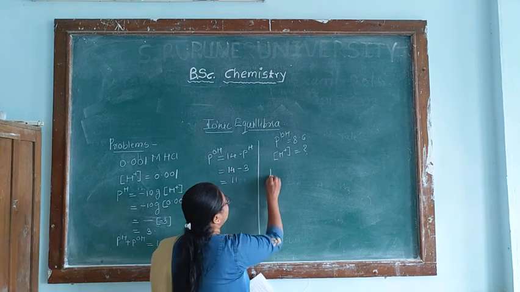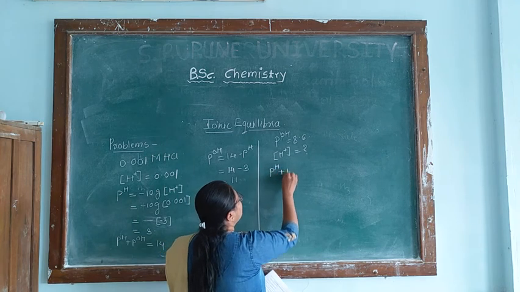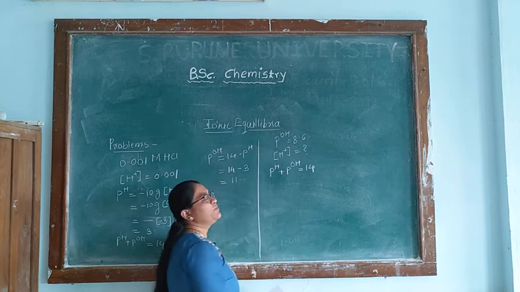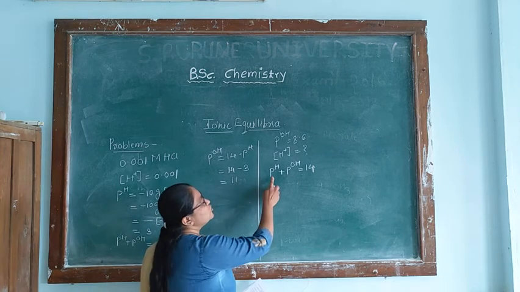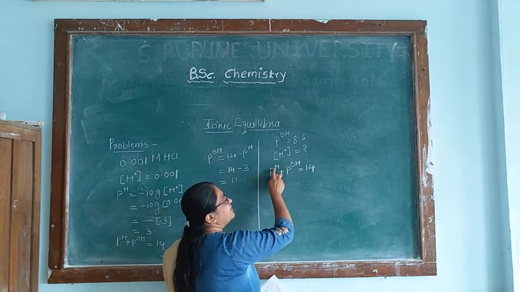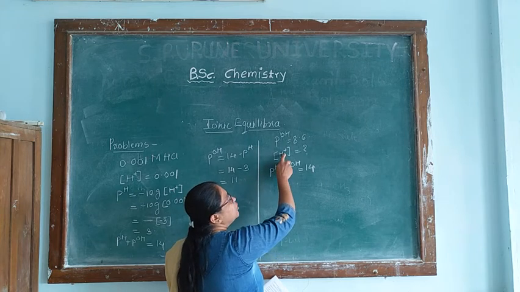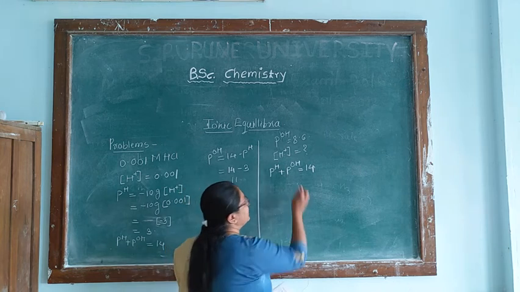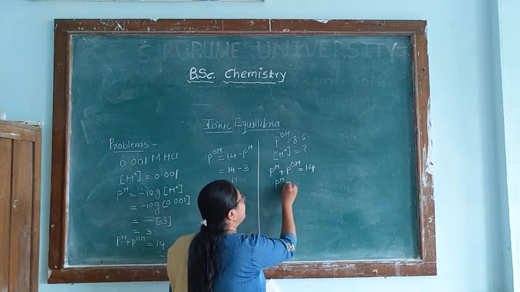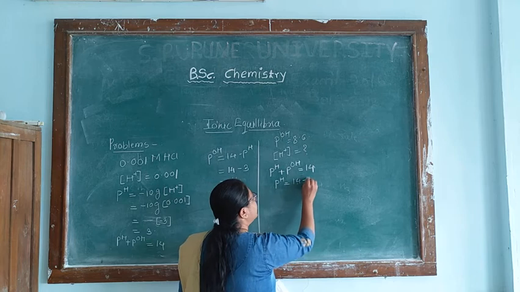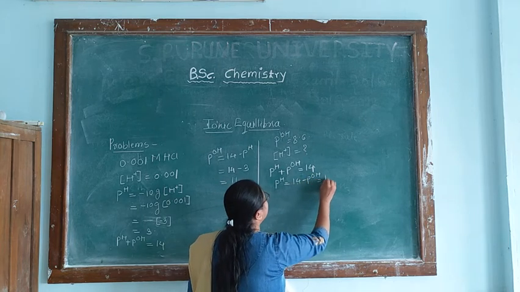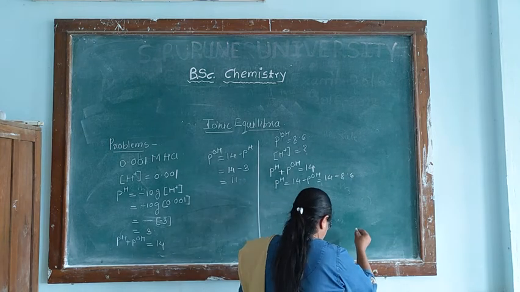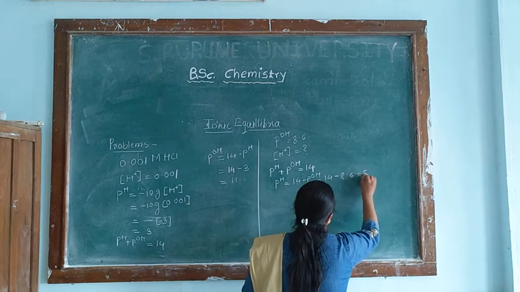We know the relation pH plus pOH is equal to 14, because to calculate H plus ion concentration we must know the pH, because these two have the relation. pH is related to H plus ion concentration. So if you know pH, then you can calculate H plus ion concentration. So we first calculate pH. 14 minus pOH, that means 14 minus 8.6, which is equal to 5.4.